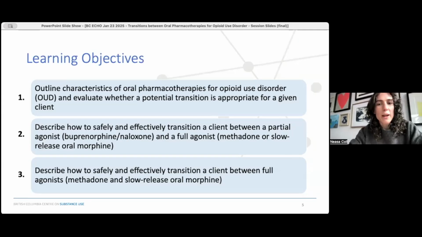Today we're going to outline characteristics of pharmacotherapies for opioid use disorder. I might abbreviate it to OUD, and evaluate whether a potential transition is appropriate for a given client. We'll describe how to safely and effectively transition a person between partial agonists, buprenorphine naloxone, and full agonists, methadone or slow-release oral morphine, and also describe how to safely and effectively transition an individual between full agonists, so the methadone and slow-release oral morphine transitions.